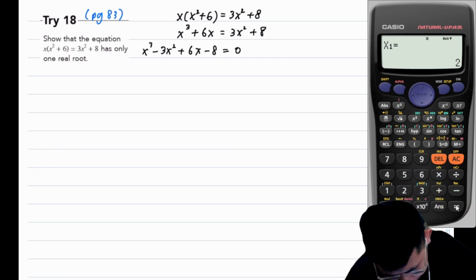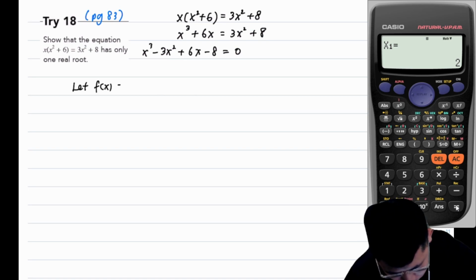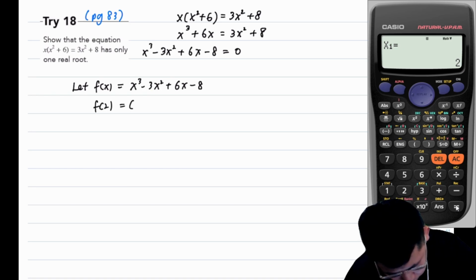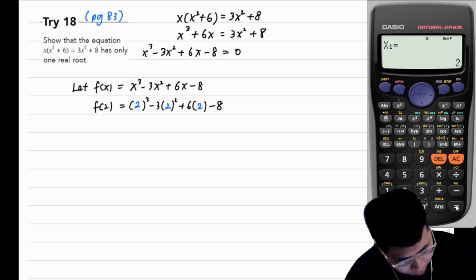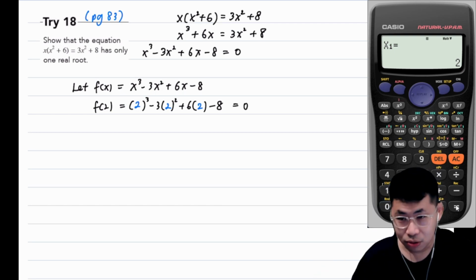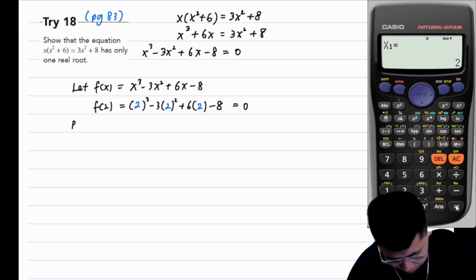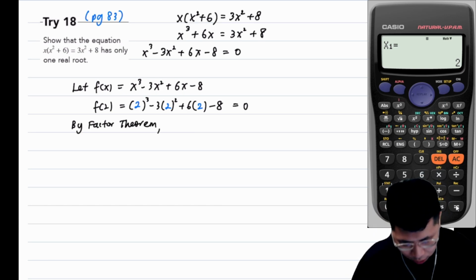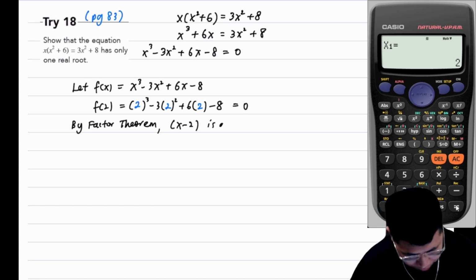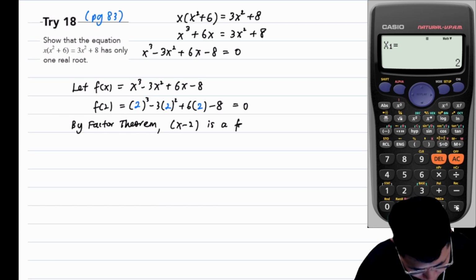So let f(x) be equal to x cubed minus 3x squared plus 6x minus 8. So f(2) is going to be equal to 2 cubed minus 3 times 2 squared plus 6 times 2 minus 8. So put in the 2, and because this is a factor, your remainder is going to be 0. And because of that, by factor theorem, x equals 2, so x minus 2 is a factor of f(x).